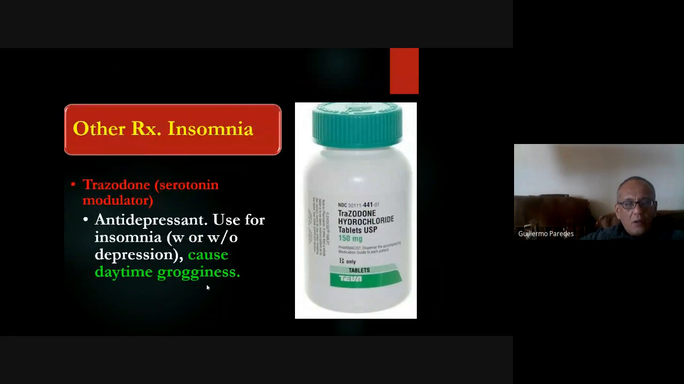Trazodone, this is a serotonin modulator. It is used as an antidepressant too. It is like a TCA, tricyclic antidepressant, but it is used for insomnia.